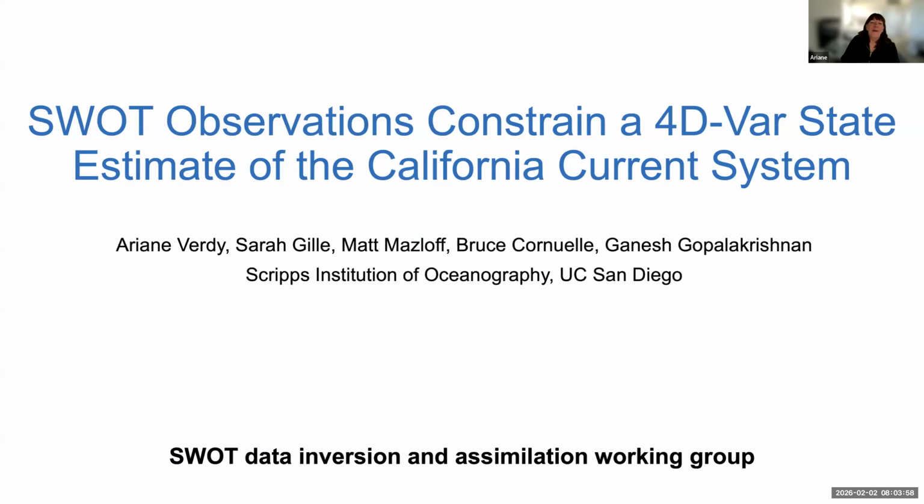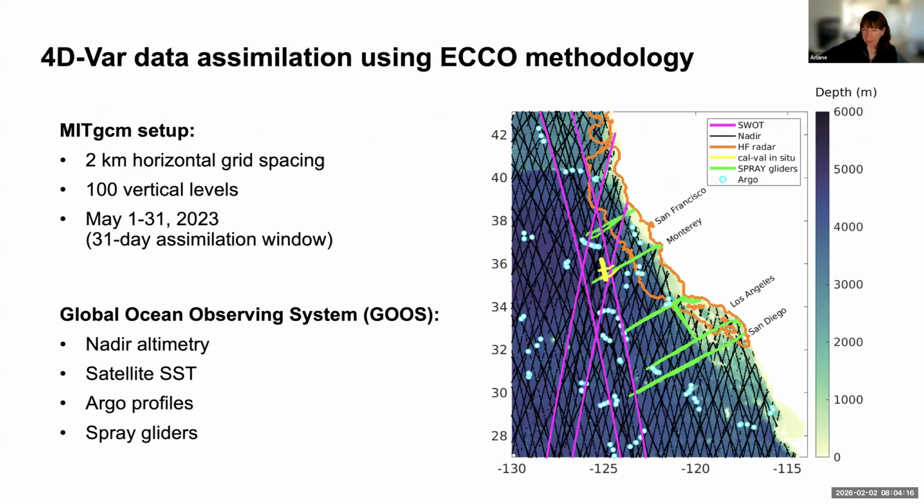Okay. So I'm going to present work from a manuscript that is currently in revision, so any feedback is very much appreciated. And I'll try to give a brief presentation so that we have plenty of time for discussion afterwards. Okay, so we're doing 4D VAR assimilation. And for people who are familiar with the ECCO products, we use the same method that they use to make their global state estimates, but we're applying it to a regional setup, in this case of the California current system.